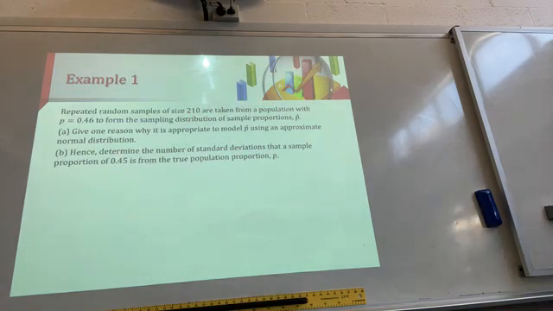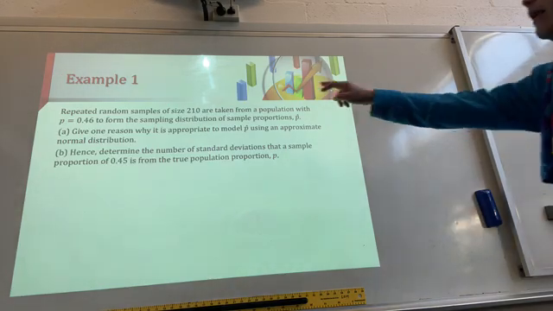All right, now let's try an example. Example 1. Repeated random samples of size 210 are taken from a population with p equal to 0.46. Now, you're given p, which is 0.46, to form the sampling distribution of a sample proportion p hat. Give one reason why it is appropriate to model p hat using an approximate normal distribution. Let's read the second part first. Hence determine the number of standard deviations that a sample proportion of 0.5 is from the true population proportion.